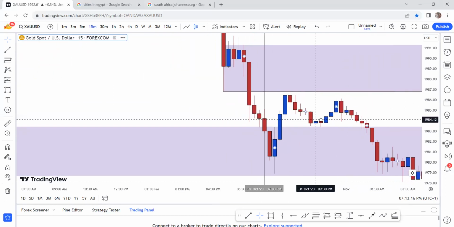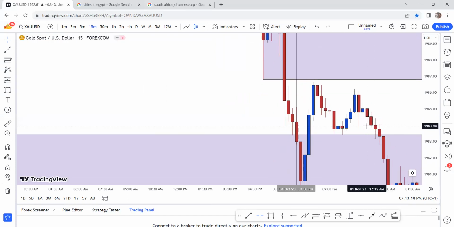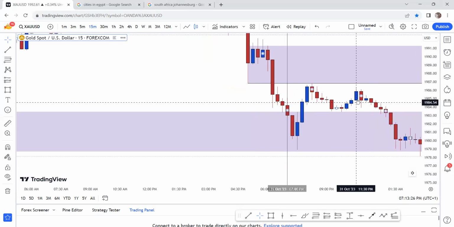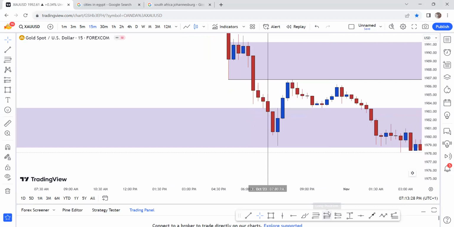So we can actually go that low. Yes, it's not necessary to just wait for H1. You can actually go down now, only if the zones are really, really far away from each other.